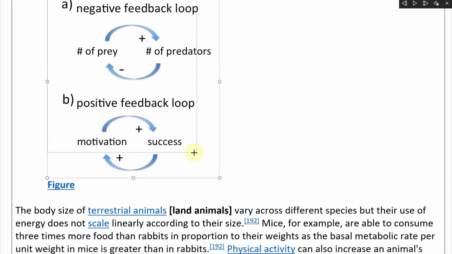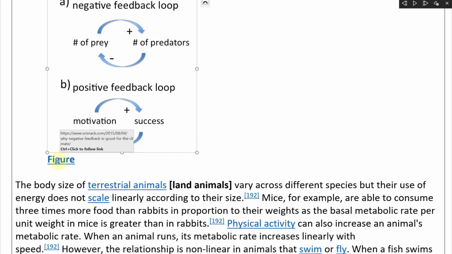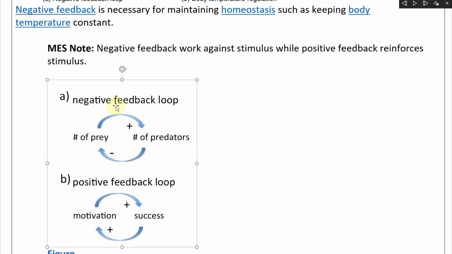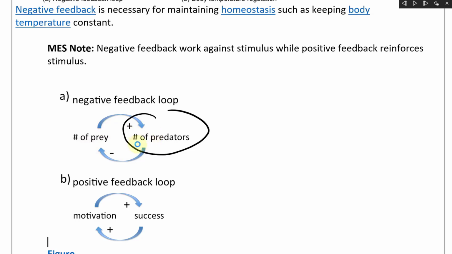Make this smaller. This is from the website scisnack.com. So you have a negative feedback loop, number of prey, and then number of predators. If the number of prey increases, you have an increased number of predators, which decreases the number of prey. So as you increase the number of predators, you're going to decrease the number of prey, because the predators will eat a whole bunch of those prey.